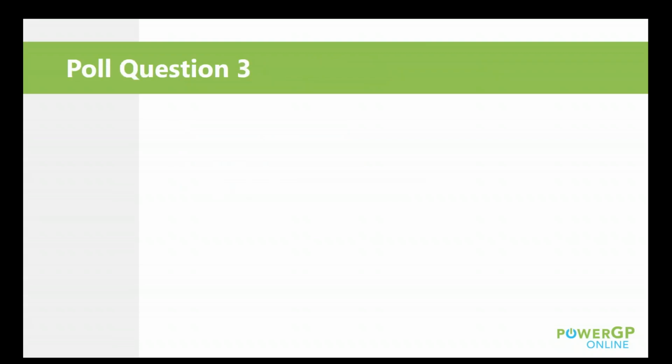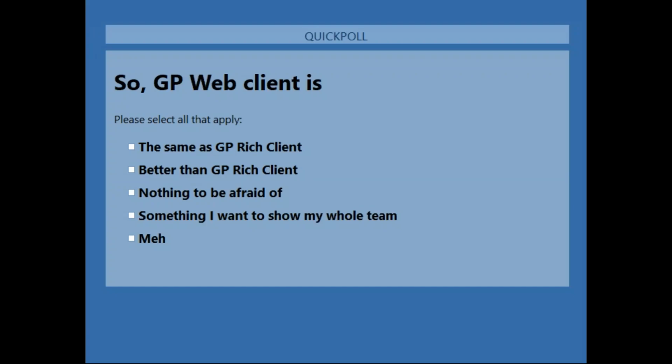I do want to ask another poll question, if you will indulge me. Based on what you've seen so far, the web client is which one? Is it the same as the Rich Client? It's better than the Rich Client. It's nothing to be afraid of. It's something I want to show my whole team. Or meh. You can answer all that apply, because there's only one that's wrong. I'm going to let you guess which one is the wrong answer.